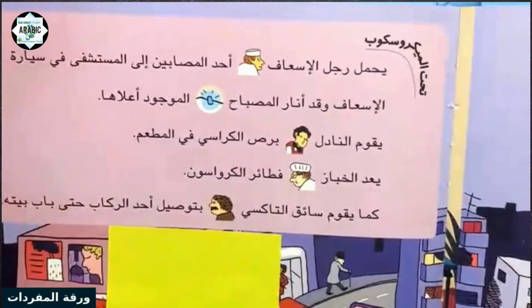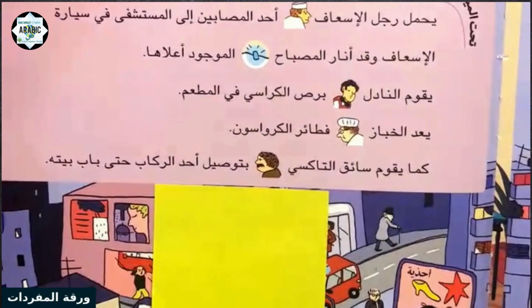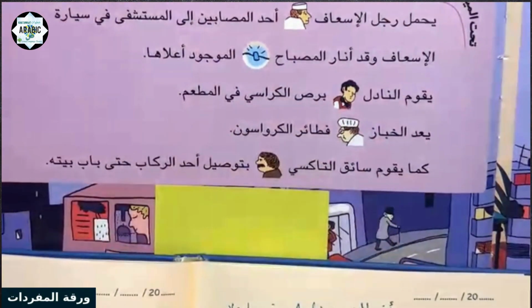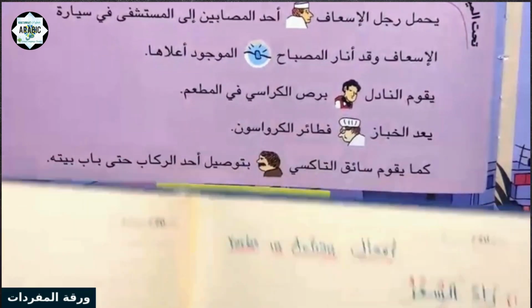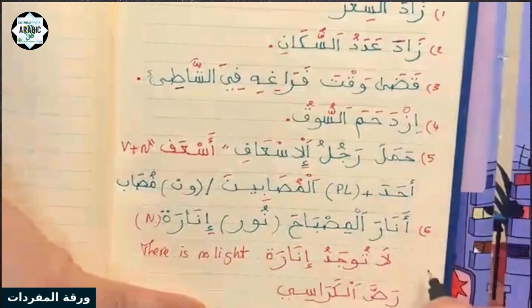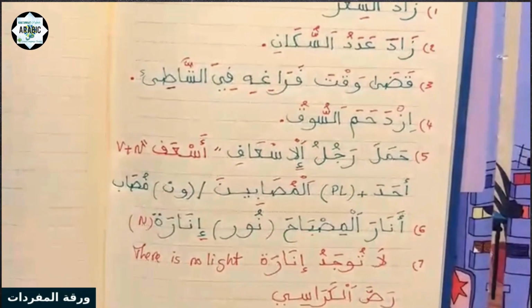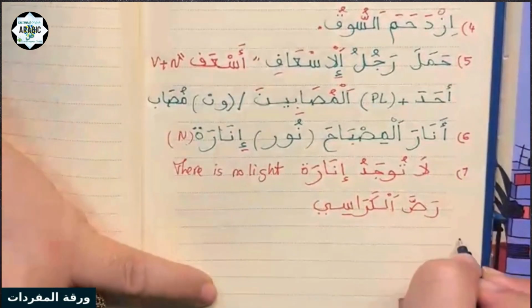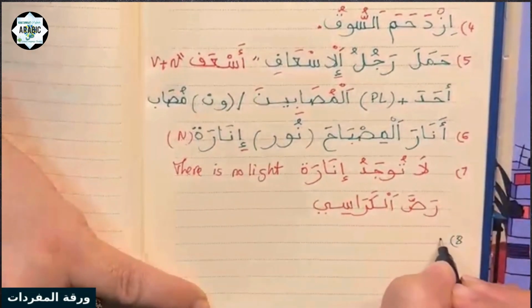And now I go back to this one. كما يقوم سائق التاكسي. سائق التاكسي, taxi driver. And I have سائق. سائق is the person. I'll put here number 7. سائق التاكسي is the driver. And I will put سائق.